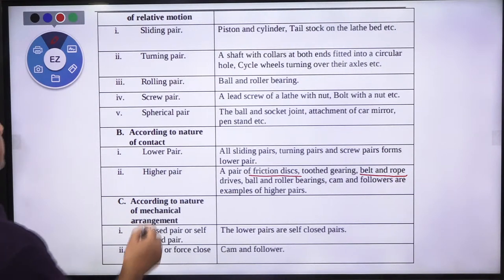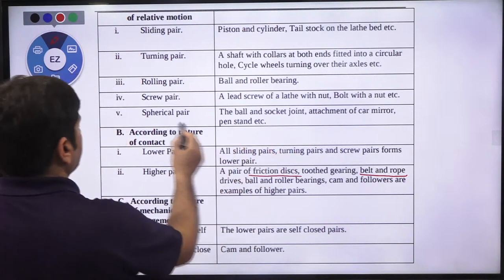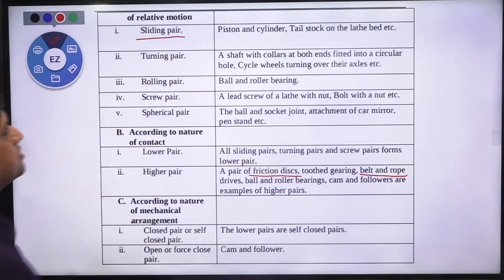What is the other classification? Sliding pair: piston and cylinder, tail stock on lathe bed. That is also a sliding pair. Turning pair: all the pairs in a slider crank mechanism are turning pairs. Four bar mechanism, turning pair. Roller pair is ball and roller bearing. Screw pair is the lead screw which you use in a lathe, and nut and bolt.